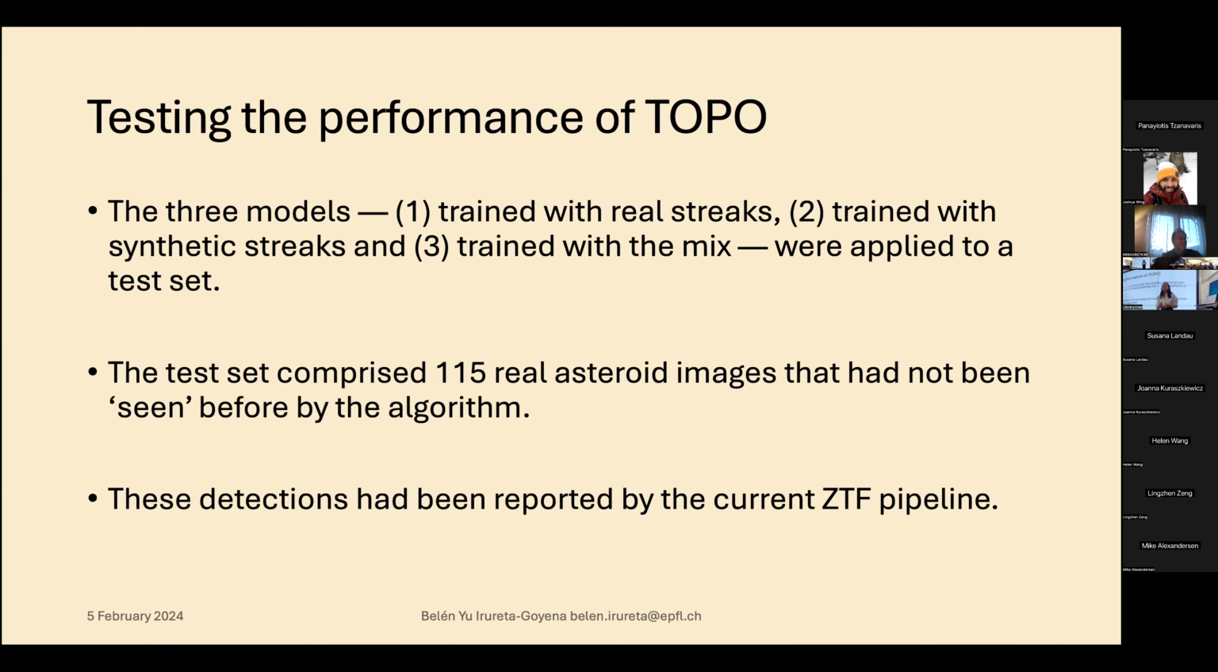So to test the performance of our algorithms, the one trained with real streaks, the one trained with synthetic streaks, and the one trained with a mix, we applied the 3 trained models to a set of 115 asteroids that were real, confirmed, and detected by the current pipeline, but that had not been involved at all in the training process.